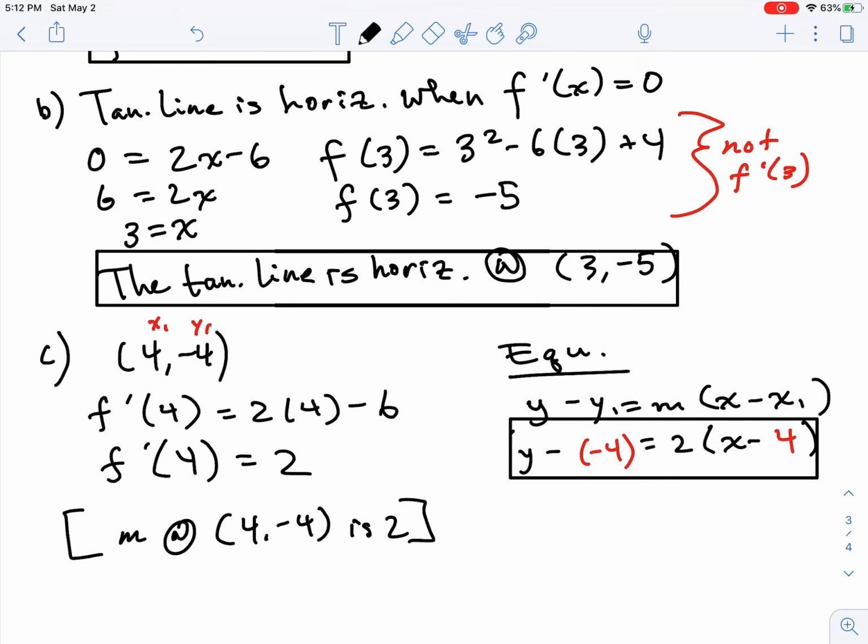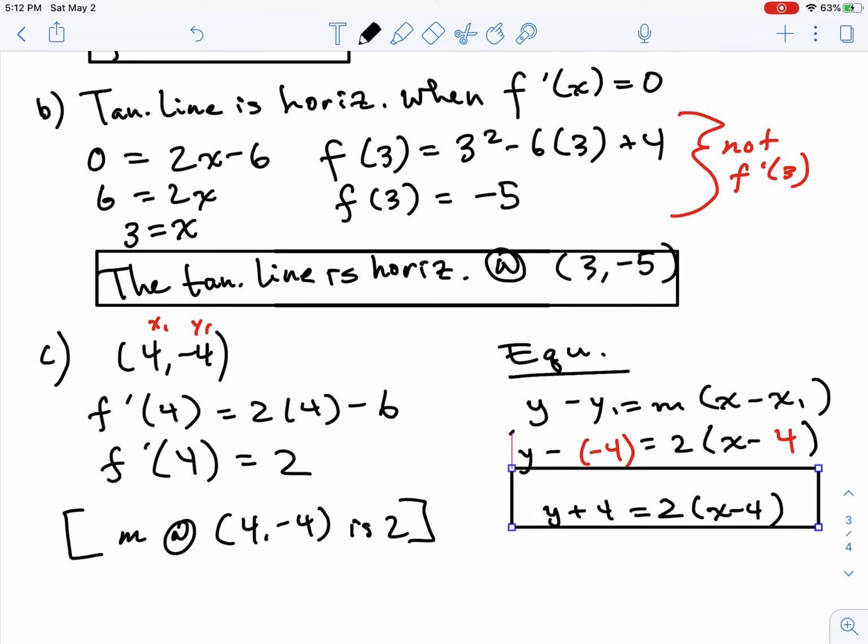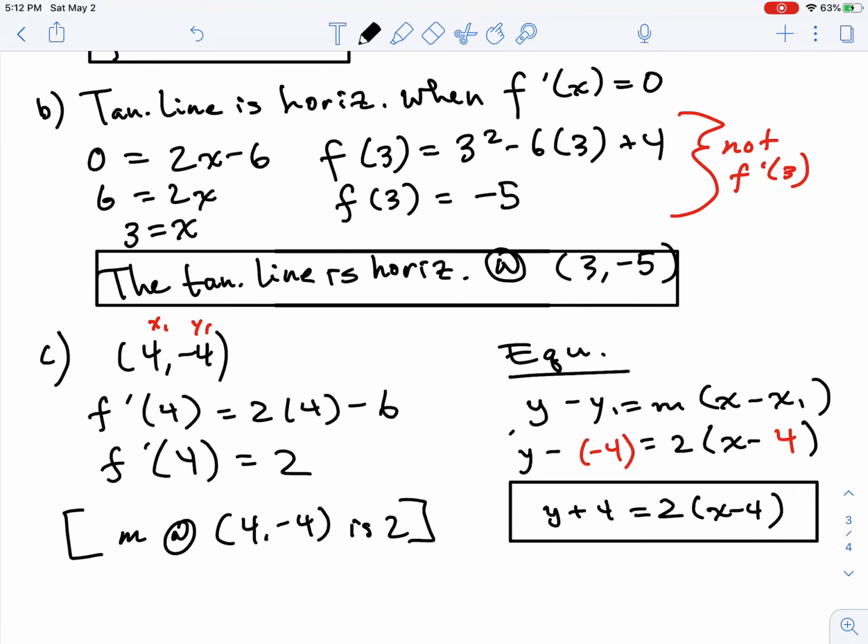There's nothing that says that we have to write this in slope-intercept form. I guess if I really wanted, I could clean this up and just write y plus 4 is equal to 2 times x minus 4. And let's just move it down there. All right, so there's our tangent line equation in point slope form.